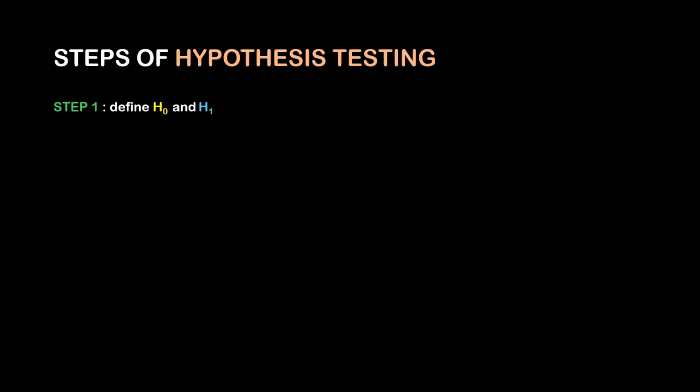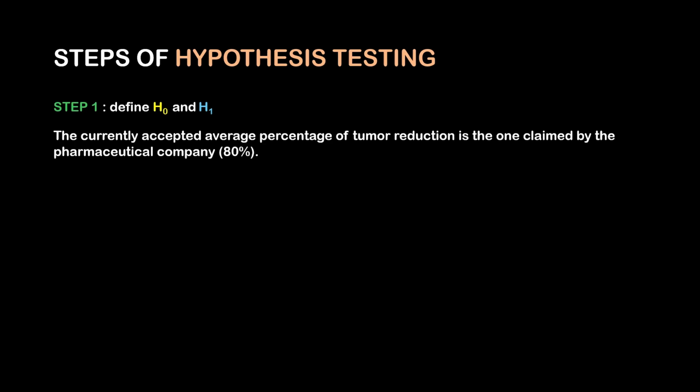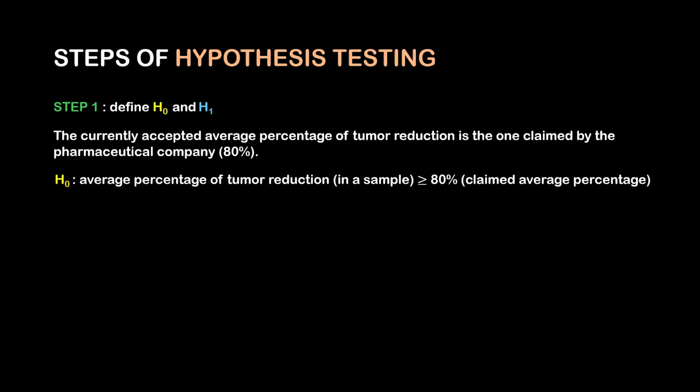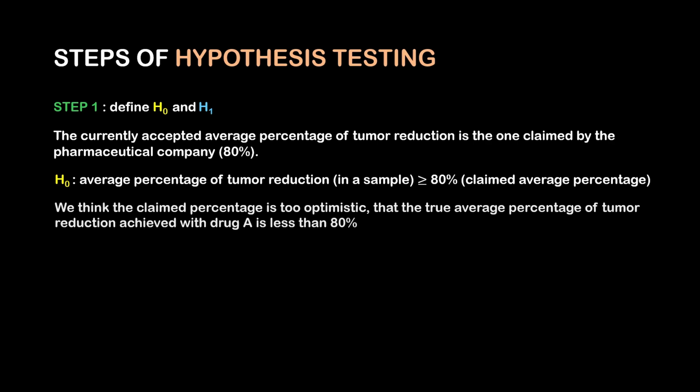Step 1, we define the null and the alternative hypothesis. The currently accepted average percentage of tumor reduction is the one claimed by the pharmaceutical company, 80%. So in our null hypothesis, we state that the average percentage of tumor reduction in the sample is greater than or equal to 80%. We think the claimed percentage is too optimistic, that the true average percentage of tumor reduction achieved with drug A is less than 80%. Therefore, in the alternative hypothesis, we state that the average percentage of tumor reduction is less than 80%.